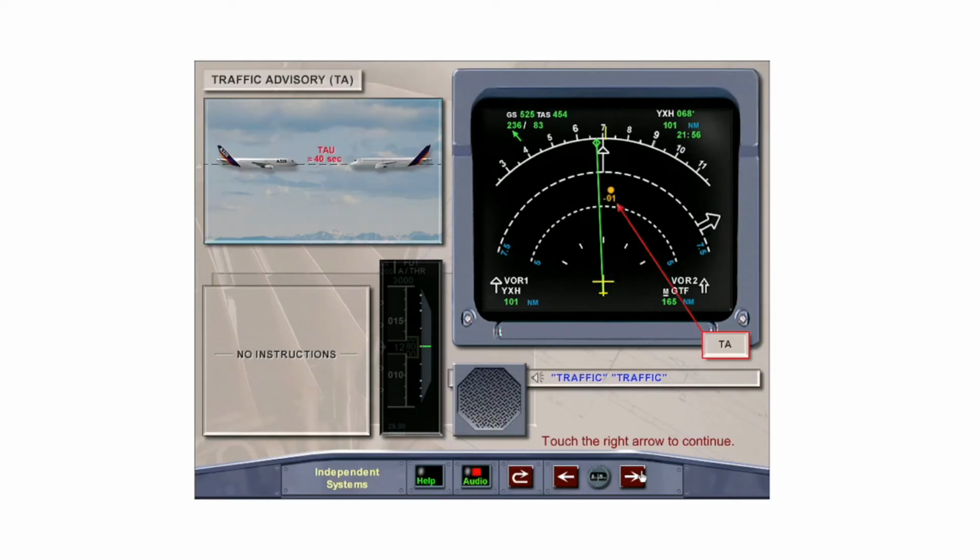The traffic advisory is generated when there is a potential threat of a collision when the time to the closest point of approach is approximately 40 seconds. The navigation display will display the intruder as an amber circle accompanied by an oral message of "traffic, traffic."